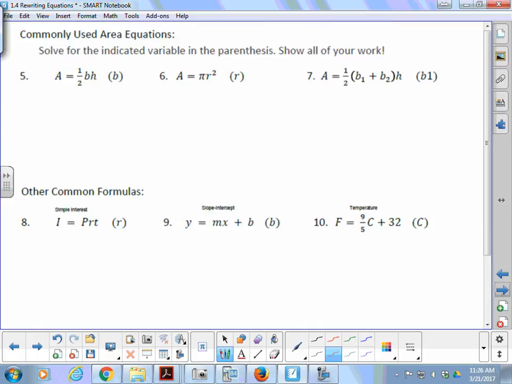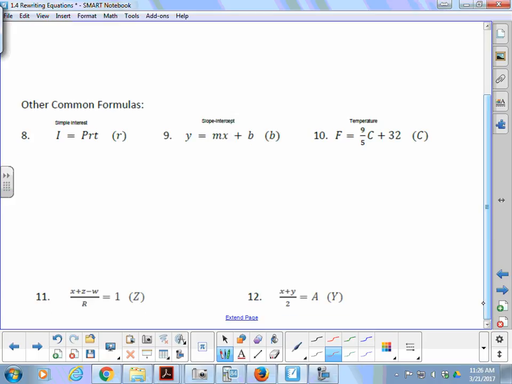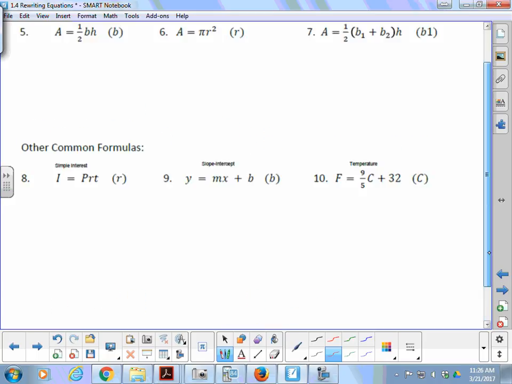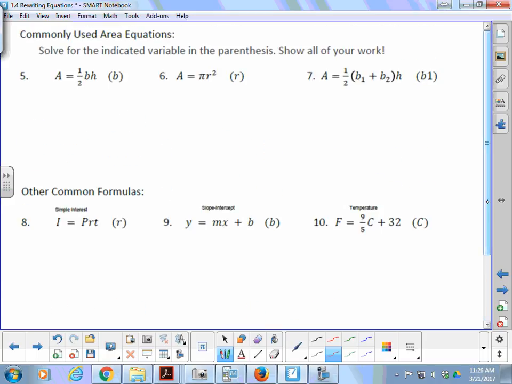All right, here are some commonly used area equations, and we're going to solve them for the specific variable that's in the parentheses. I'm going to do numbers 5, 6, and 7, and then you go ahead and do numbers 8 through 12, and I'll put the answers up so you can make sure you've done those correctly.